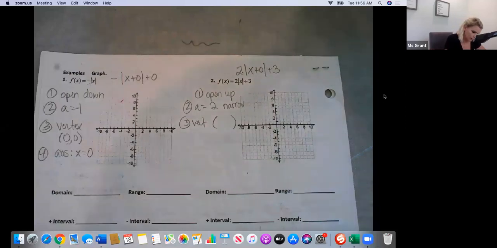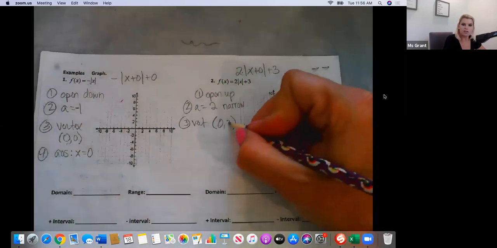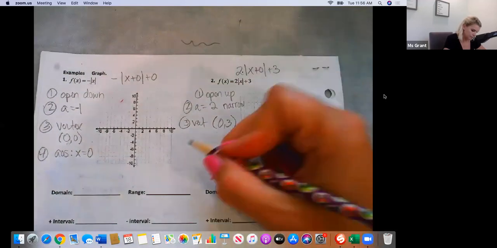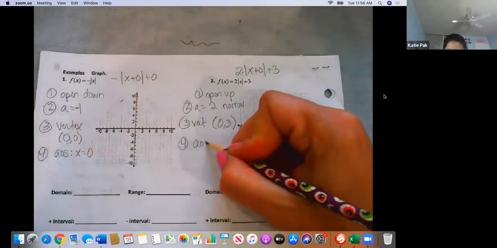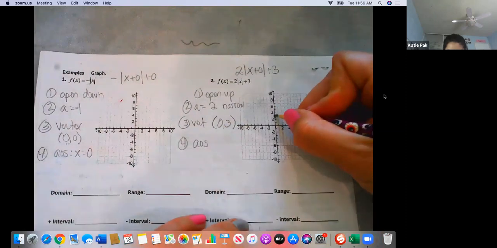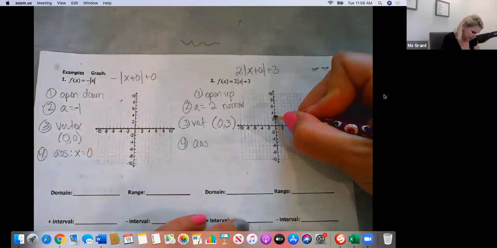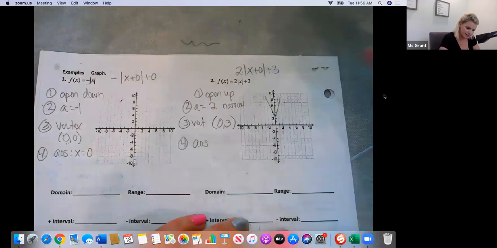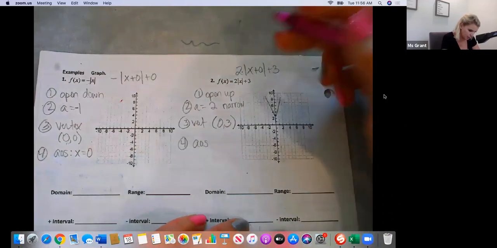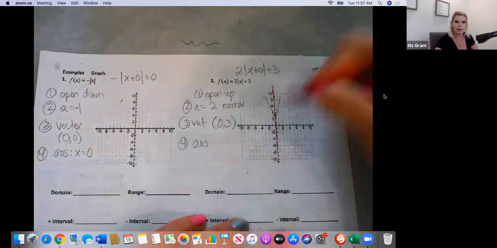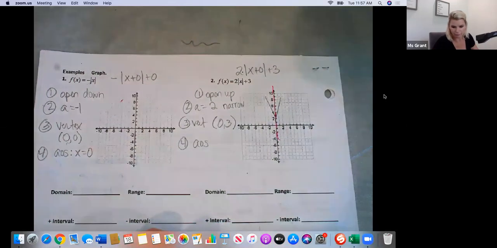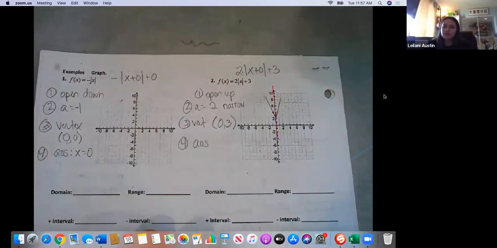Katie. 0, 3. 0, 3. Good job. Number 4. It's going to be a little bit narrower. My axis of symmetry, remember, it runs straight down the middle. Leilani. X equals 0. Thank you.